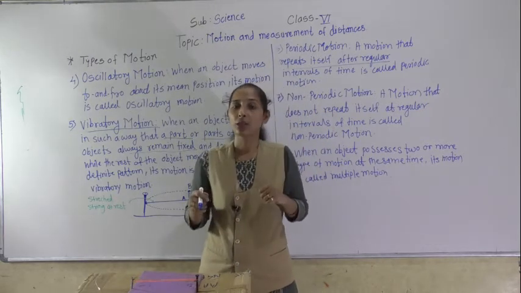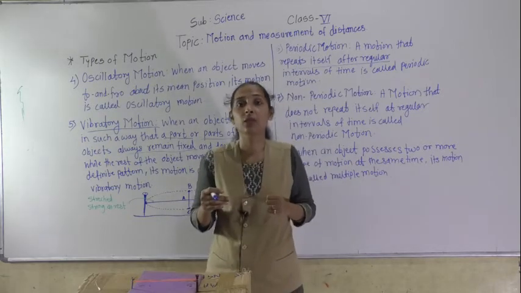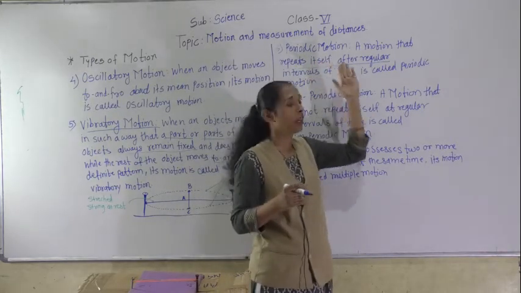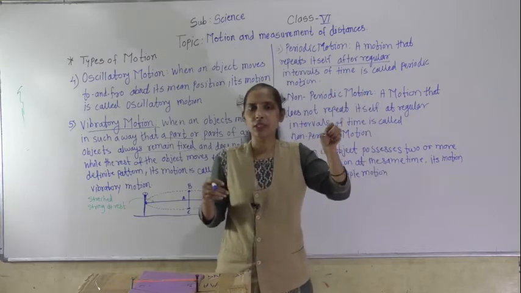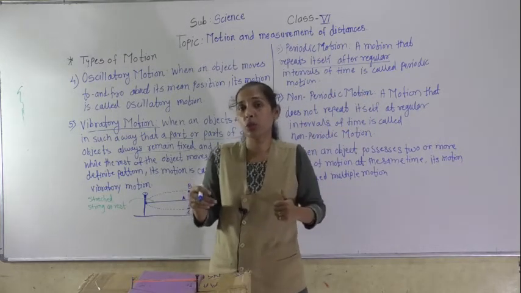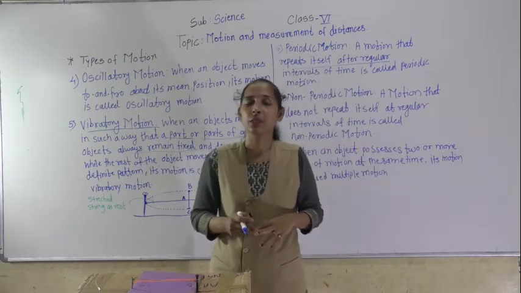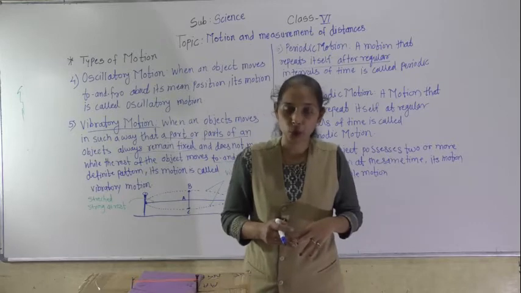Also, we can say that our heartbeats are one example of periodic motion. After regular intervals of time, it is showing the movement. That is only periodic motion. So the heart rate is also one example of periodic motion.